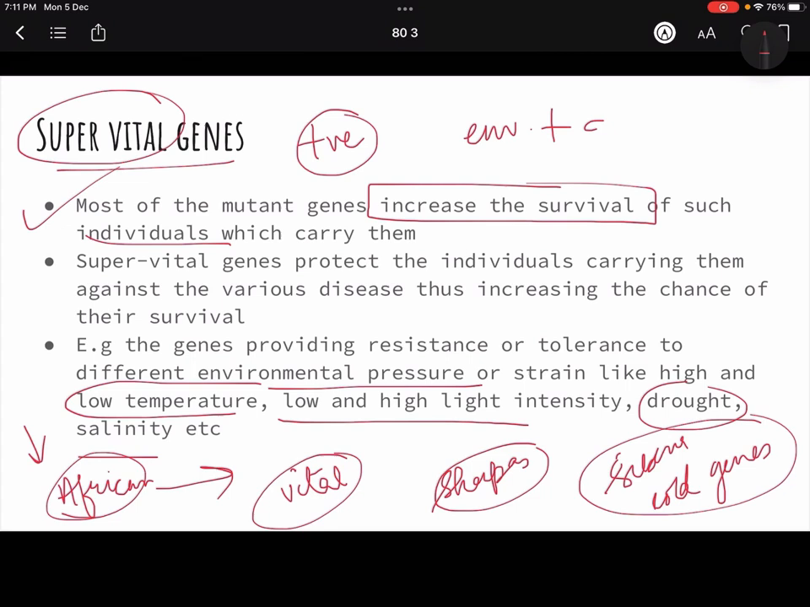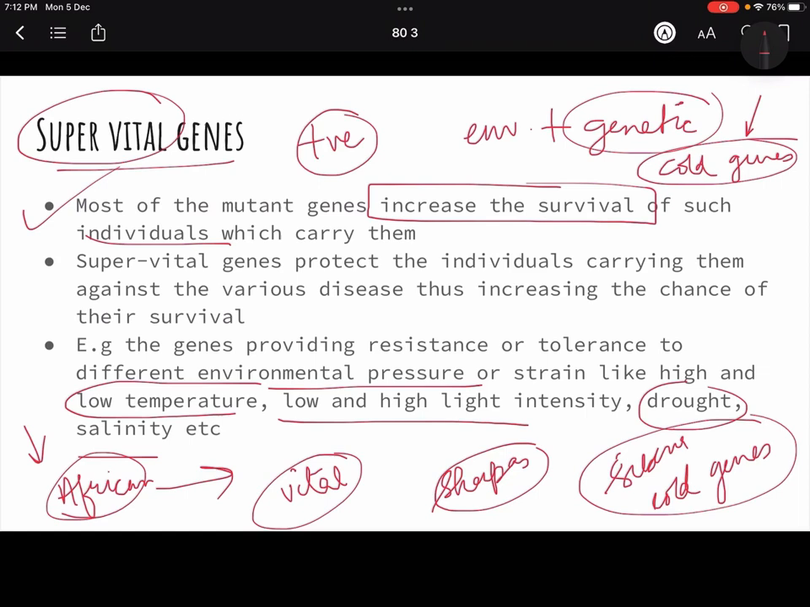But again, right now we are only talking about genetics. So people who are living in the Siberian regions and all of that, they have certain cold genes in their body. Right? Over the course of time and mutations, they have developed certain genes like that in their body. They have some cold genes in their body, which you can say is a super vital gene because it increases their survivability in the condition they are living in. That is a very harsh, cold climate, right? So these are super vital genes.